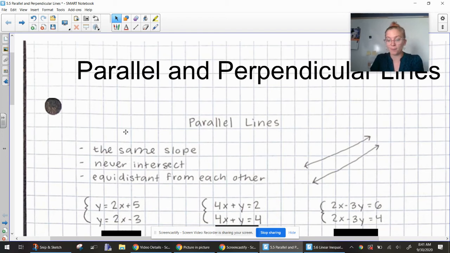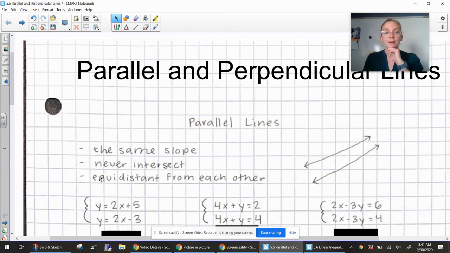This is really important when we're talking about the linear equation. If we see two lines that have the same slope, we know for sure that they are always going to be parallel. Parallel lines have the exact same slope. That's because they are always pointed in the exact same direction because they never intersect.